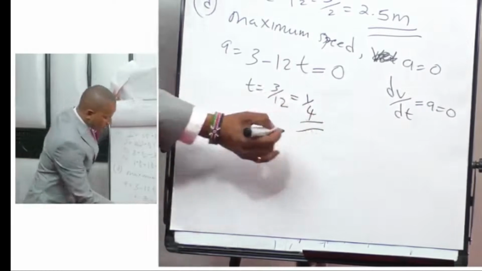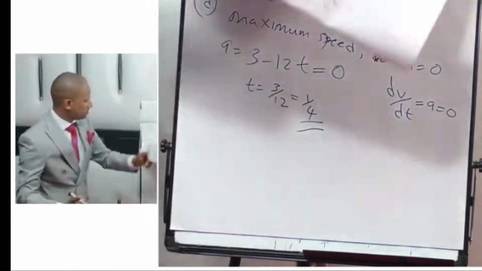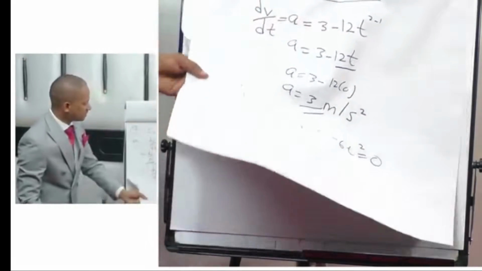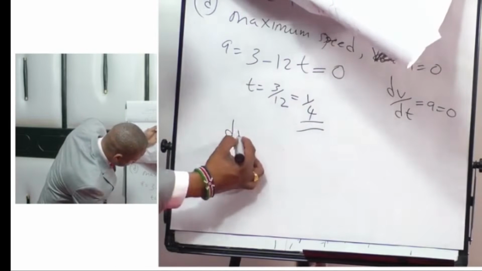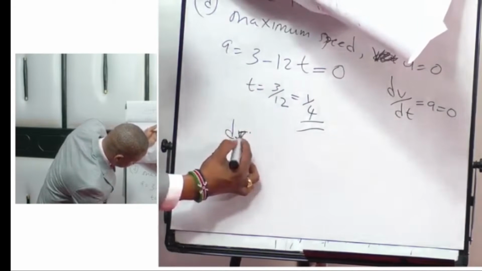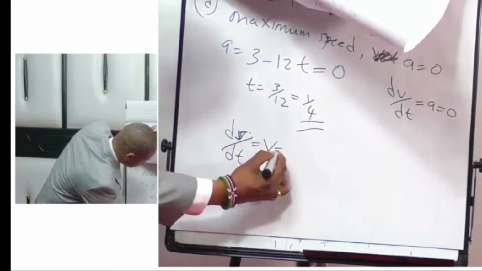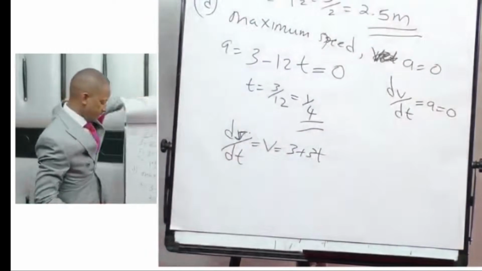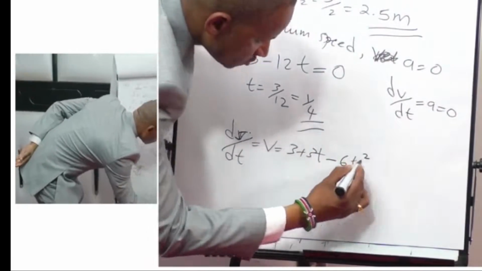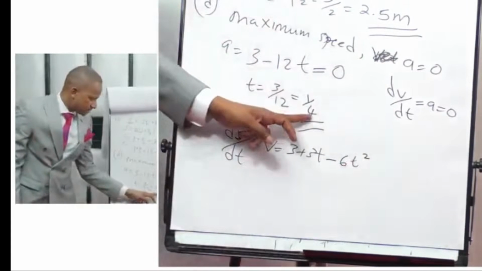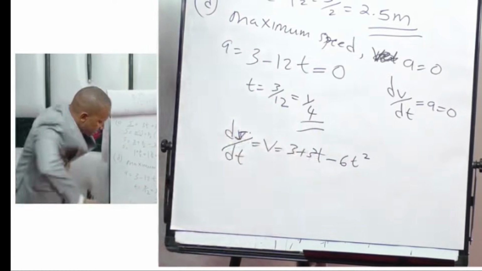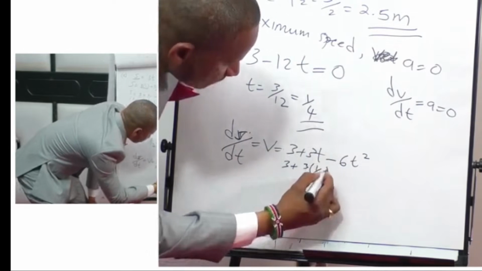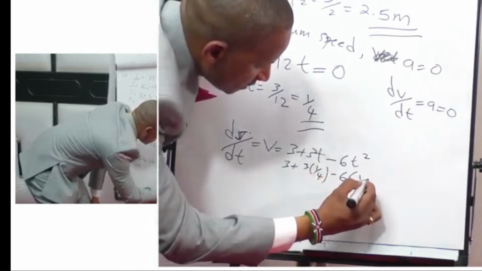Now, from this quarter, go where the equation of your velocity was. The equation of the velocity is here. You had already solved it. It's 3 plus 3t minus 6t squared. That was ds dt, which is velocity. Then just replace t with a quarter. So this is 3 plus 3 times a quarter minus 6 times a quarter times a quarter.